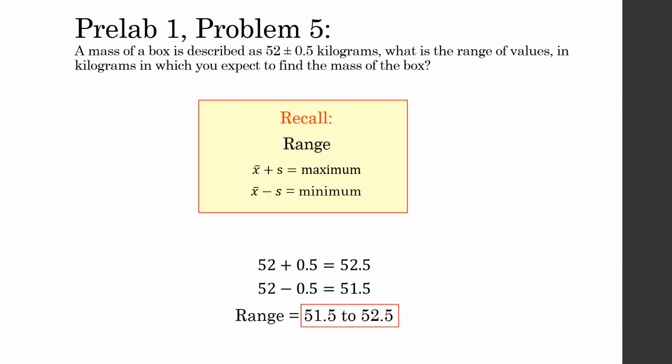All right, pre-lab practice problem number 5. A mass of a box is described as 52 plus or minus 0.5 kilograms. What is the range of values in kilograms in which you expect to find the mass of the box?